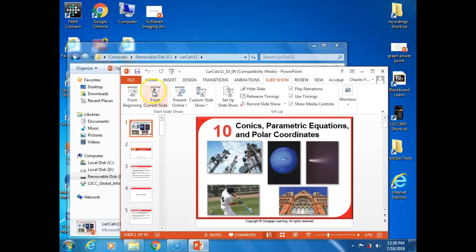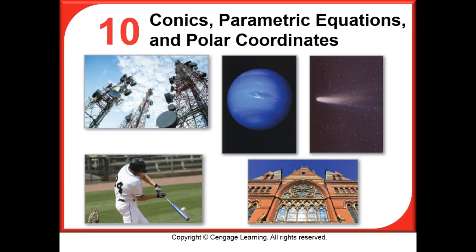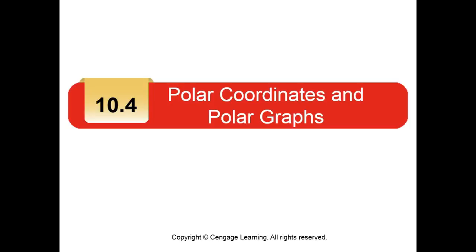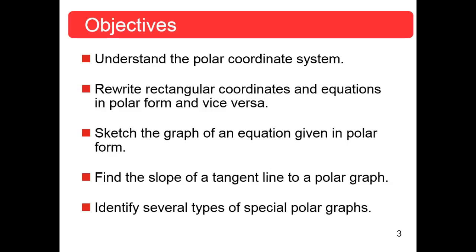to current slide. Okay, we're back in chapter 10 again. Now we're at 10.4, polar coordinates and polar graphs. First objective, understand the polar coordinate system. Have y'all dealt with it before? Much? Any? No. Okay. Rewrite rectangular coordinates and equations in polar form and vice versa. I think you'll find that a lot easier to do than you might have thought. Sketch graphs of an equation given in polar form. That's a little bit new way of thinking, but it's still not too bad.